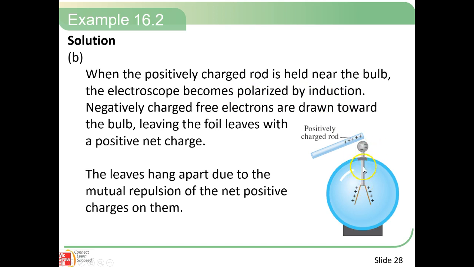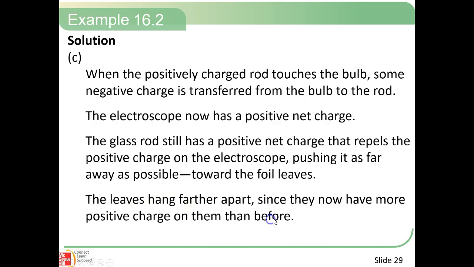So what I've done is I've pulled the negative charge up, which leaves the positive charges on the bottom, and these gold leaves hang apart. So you actually see them move apart from each other. For the next part, it says when the negatively charged rod touches the bulb, some of that negative charge is transferred, and now the electroscope has a positive charge. The glass rod still has a positive charge and repels the charge on the electroscope, pushing as far away as possible toward those foil leaves, and now the leaves will hang even further apart because they have more charge.